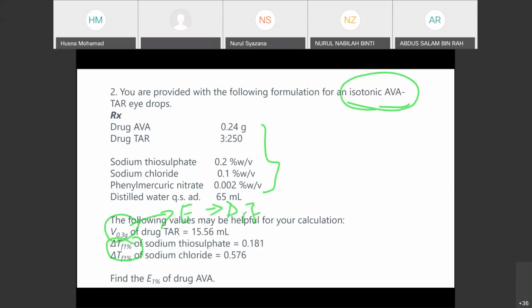Okay, so then you can use again your equations. Okay, so you can use the equation here.